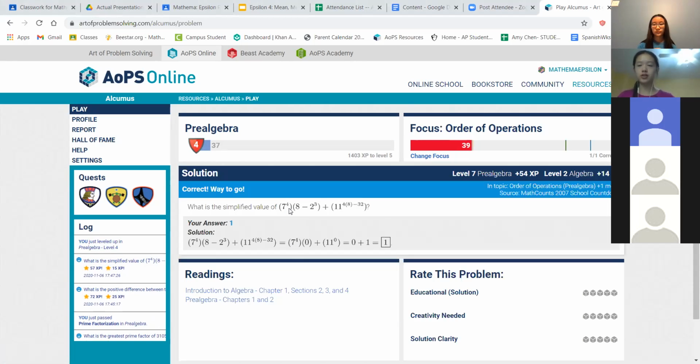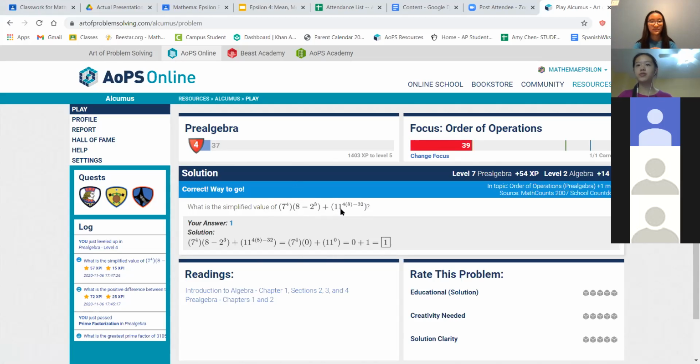So for this, first notice that you don't need to actually calculate out this whole thing, because that would be a little bit hard. 7 to the 4th is a big number, but 8 minus 2 cubed is 0, because 2 cubed is 8. So 8 minus 8 is 0, and 0 times 7 to the 4th would just be 0. So this entire term would just delete basically.